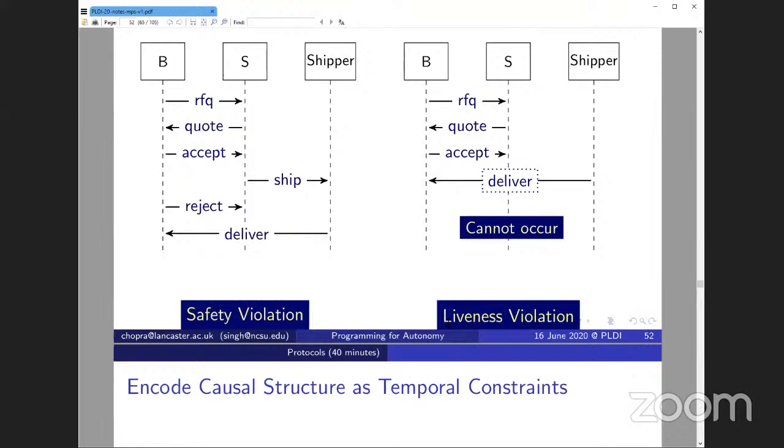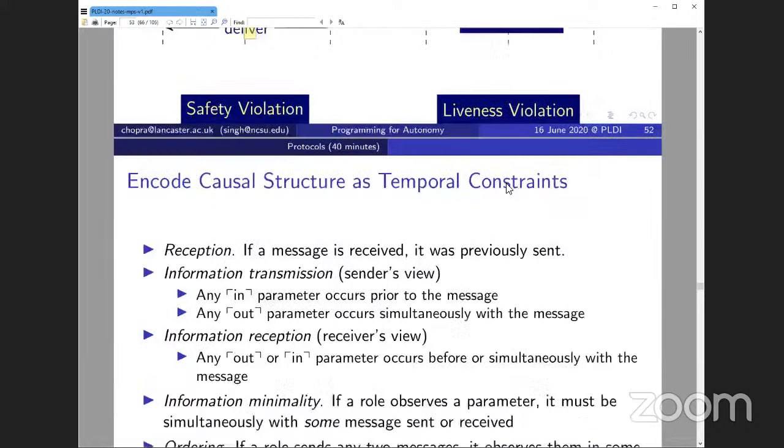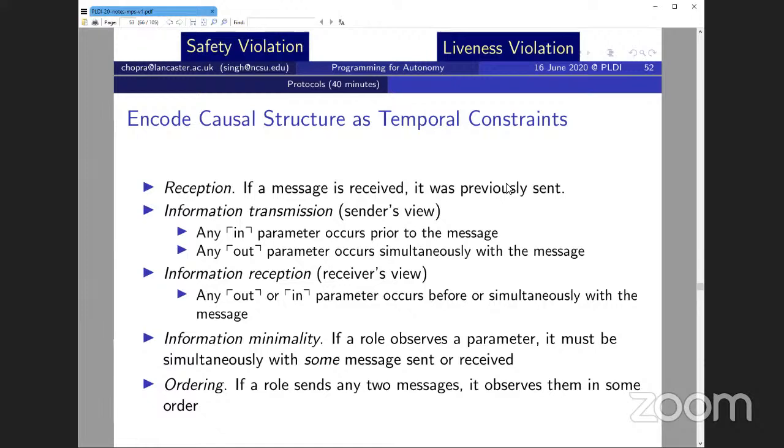So we can identify these shipping violations. Safety violation is if the reject and the deliver both occurred. The liveness violation is if the deliver simply cannot occur. So the way we address it is we understand how this information can be causally constructed, and we use that to build up a tree.